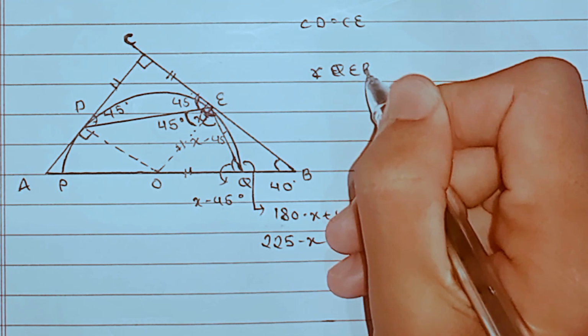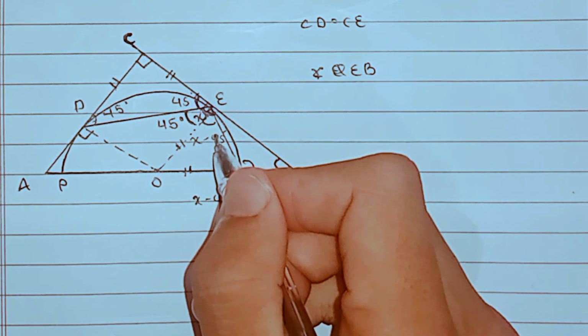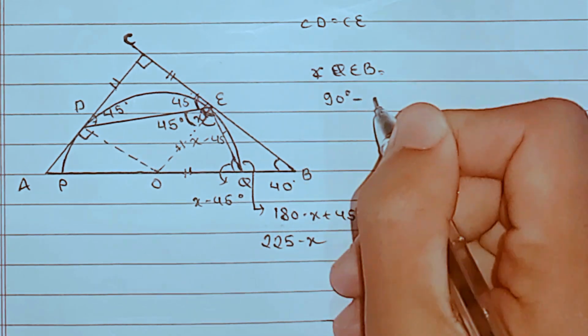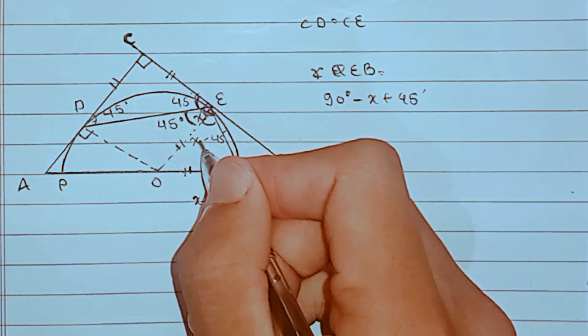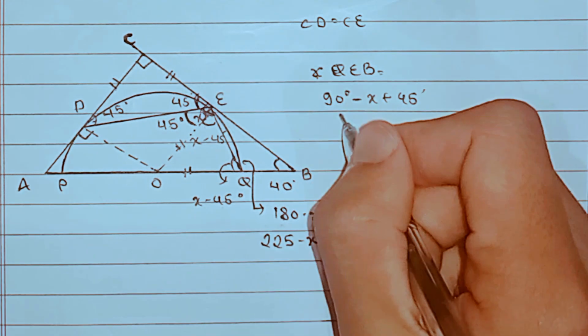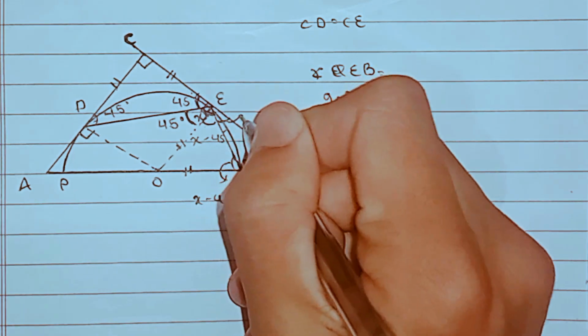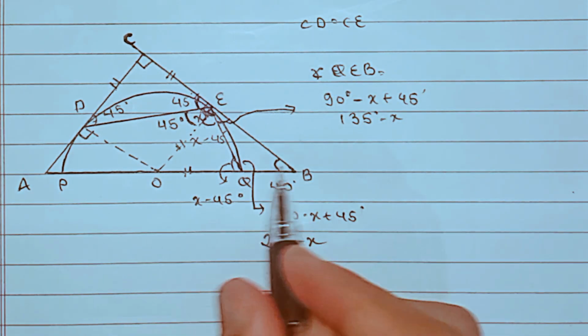Focus on this angle right here, angle QEB. This whole angle is 90 degrees, this is x minus 45, so the remaining angle will be 90 degrees minus (x minus 45) degrees. We have a negative, and this negative will change this minus into a plus, so we'll get 135 degrees minus x. Okay, so this triangle has all the values. This angle is 135 minus x, this is 225 minus x, and this is 40 degrees.